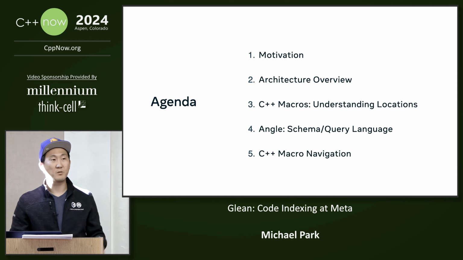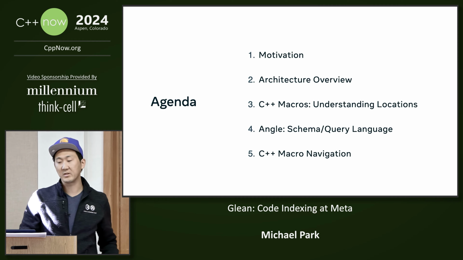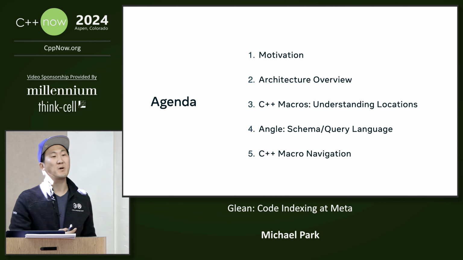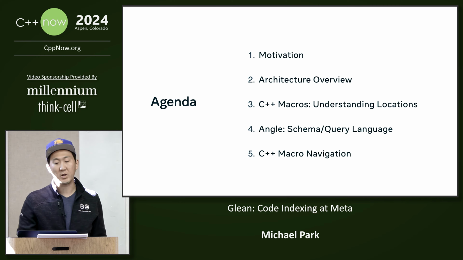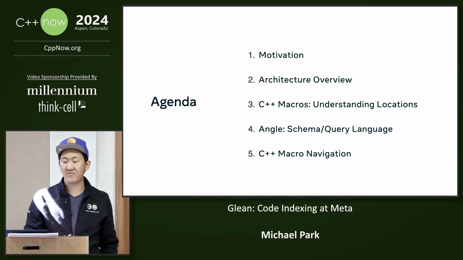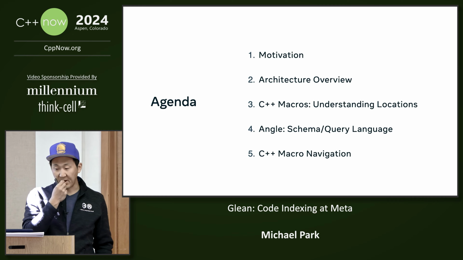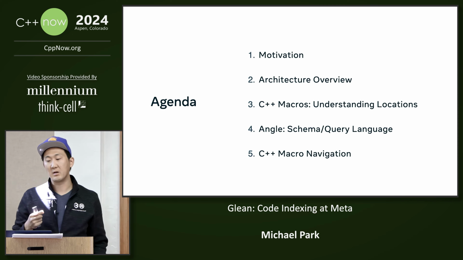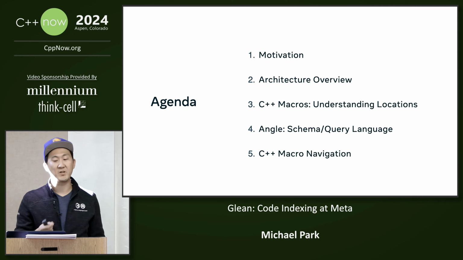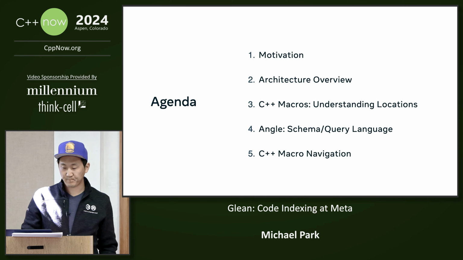I'll motivate the talk a little bit as to what we're trying to do. I'll go through an architecture overview of Glean. We'll have some fun with C++ macros, because this is going to be a focal point of providing go to definition experience for macros. And we need to understand macro locations to do that. I'm going to introduce Angle, which is the schema definition and query language. And then we'll go back to C++ macro navigation.